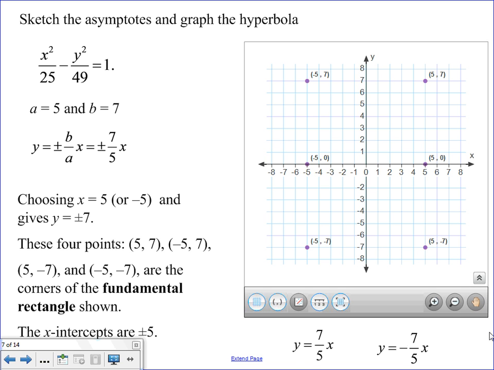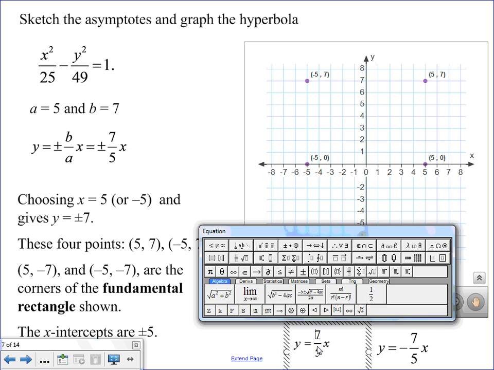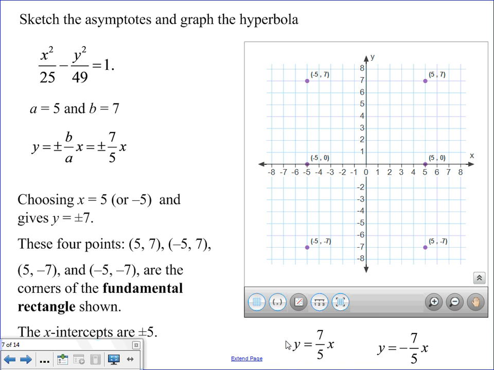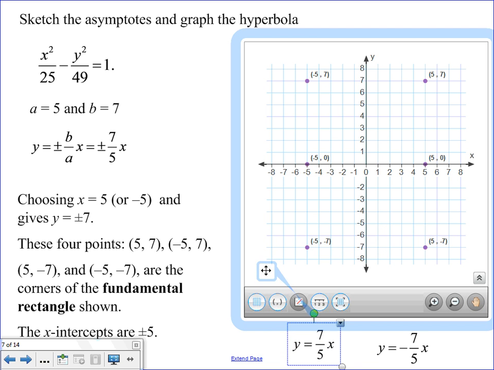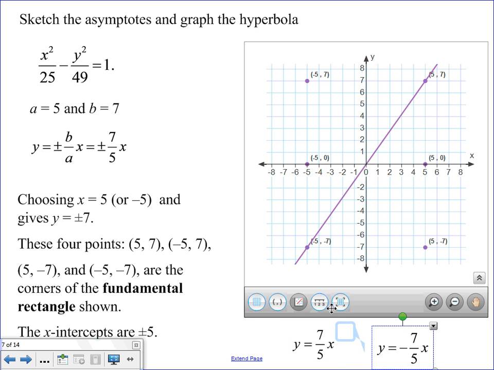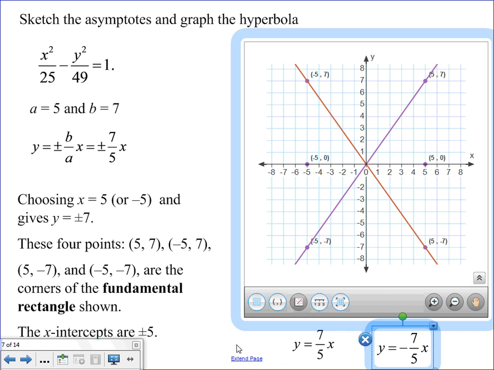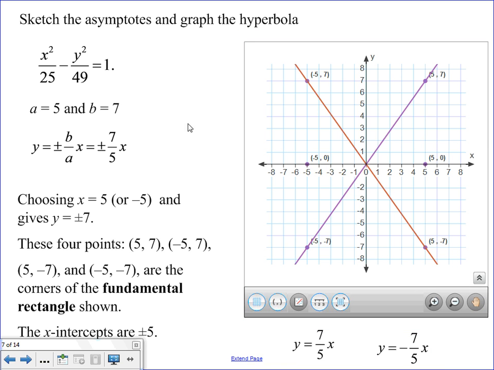That's where I draw my lines. Now I can draw them on here. You'll have to draw them by hand when you do the graph. So I'm going to put this on the graph. Okay, so that line goes through there. That's one line for the asymptote going one way, and this is the line going the other way. So I have my two asymptotes on here.